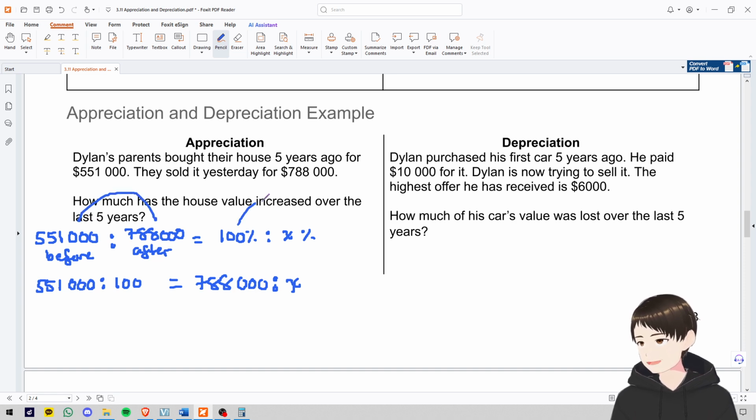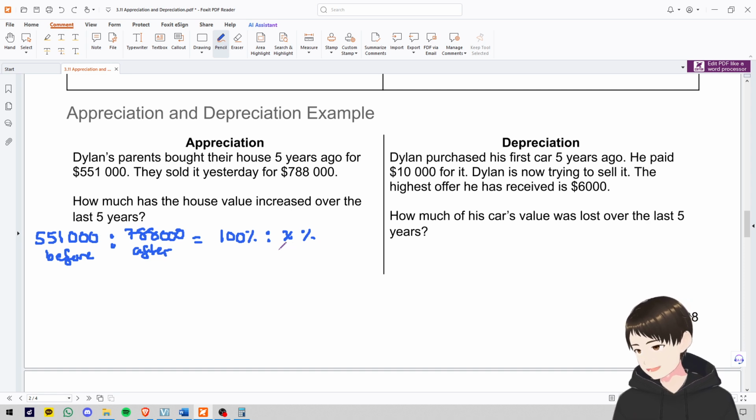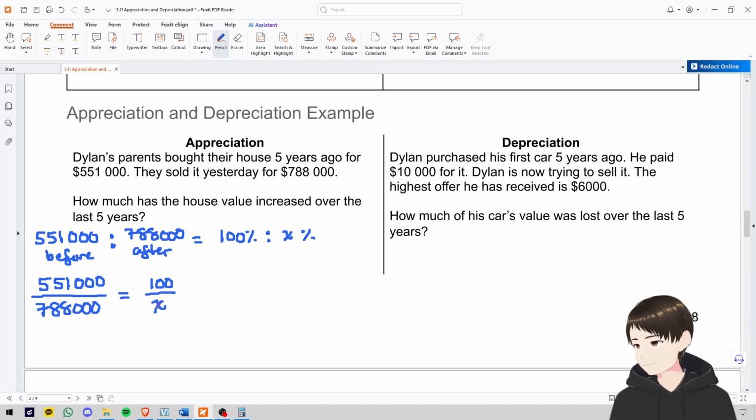Before to after, or this is now, this is later. You can make so many different setups, as long as it makes sense. Whatever ratio you decide to set up, you can try your calculations. If you are having some trouble showing your work, then you can turn this also into a fraction, because we learned that before to after is the same ratio or same fraction as before to after.